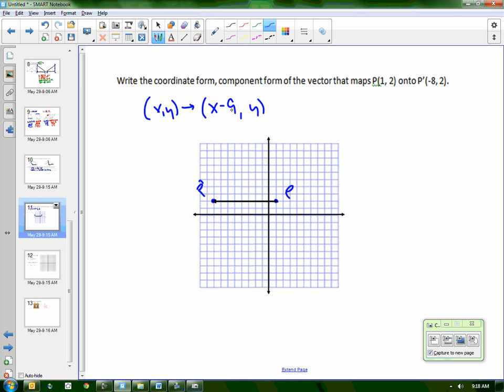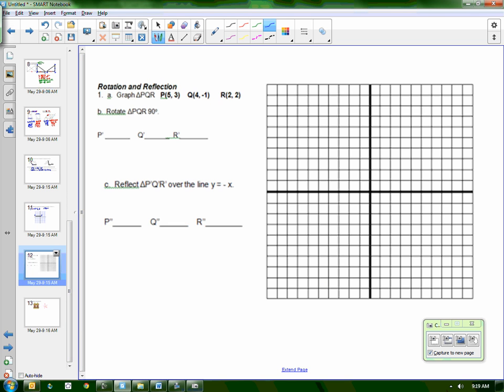That's my coordinate form. Now my component form is the vector, the way we say don't go up or down, but just go left or right. I want to go left 9, so negative 9, and don't go up or down. That's where the 0 comes in. So this is your coordinate form, and this is your component form of the vector. So those are the two ways you can map a translation.